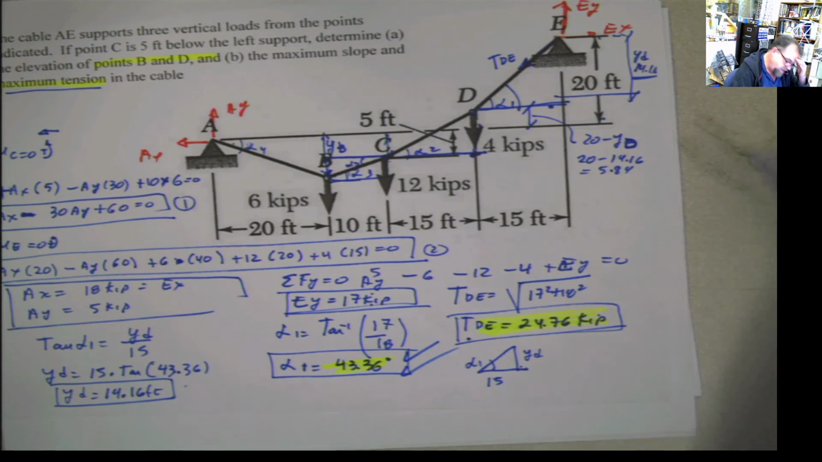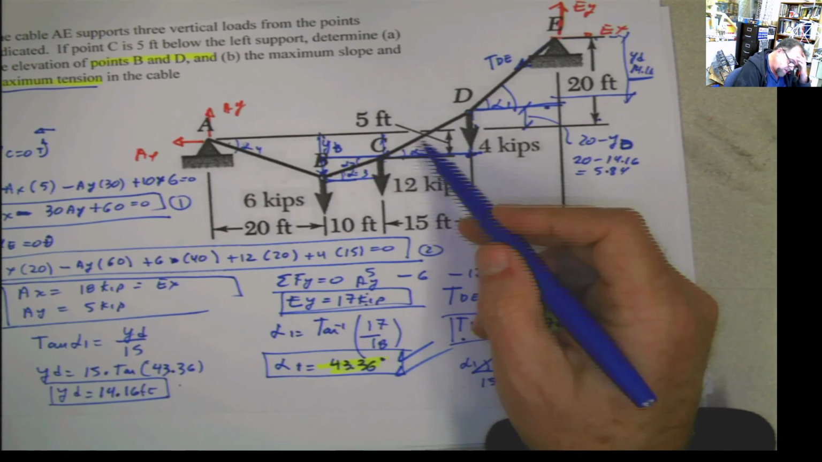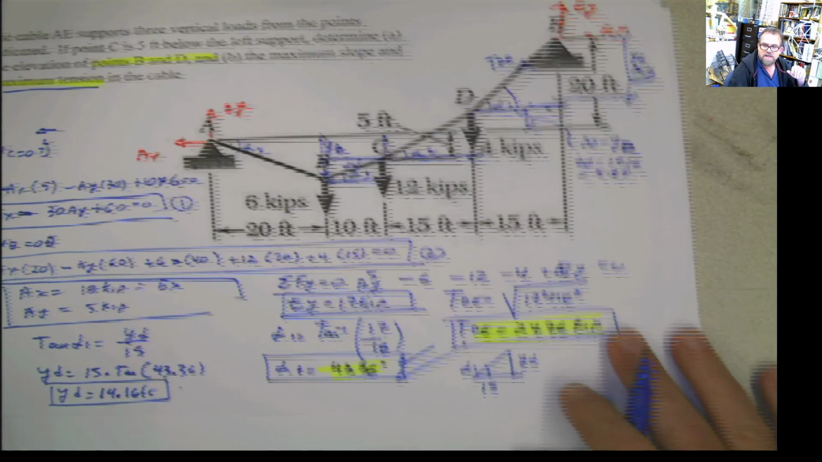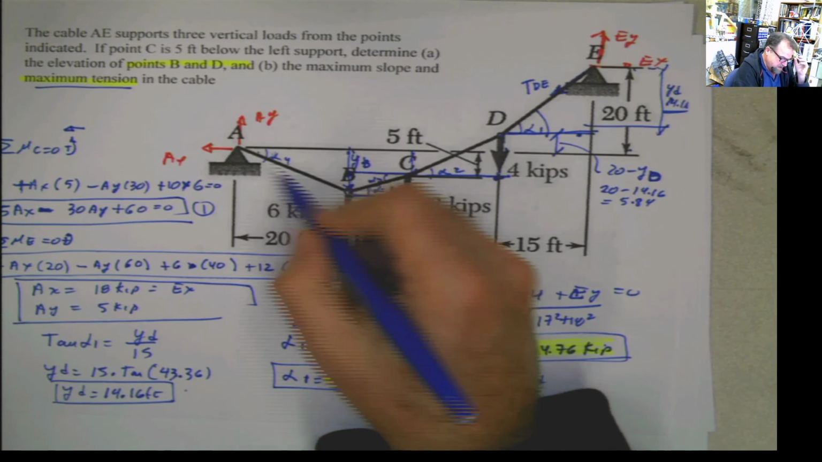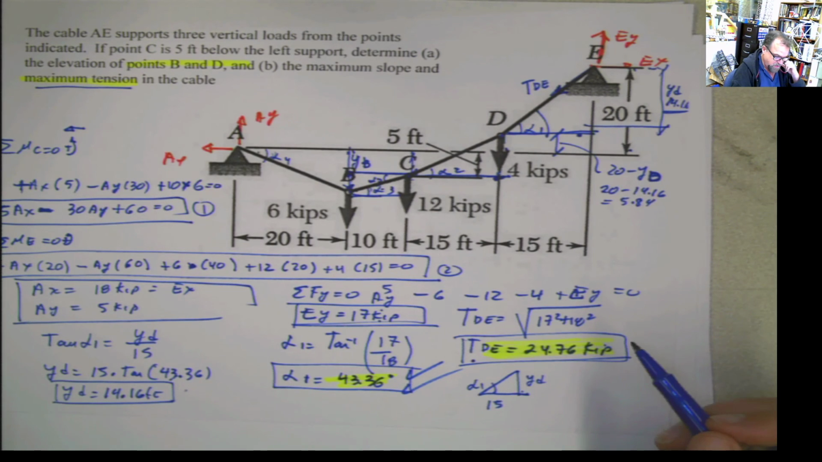One other thing we can calculate here. We need to calculate the tension here, the tension here, the tension here. But you have everything else, you can do it. If I want this tension, I can say that this is the square root of this square plus this square. There you go, you have that tension.